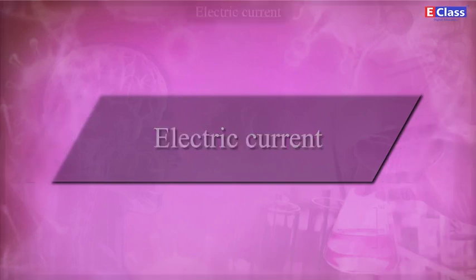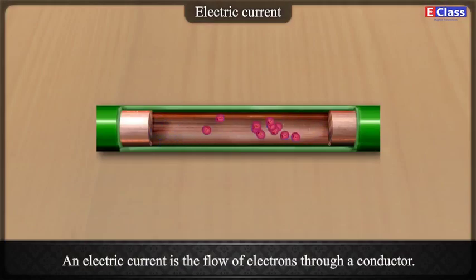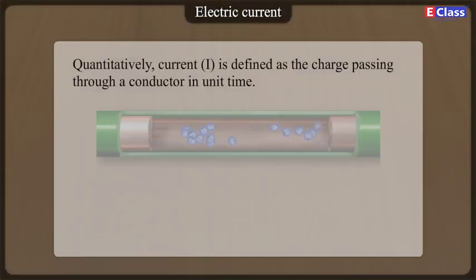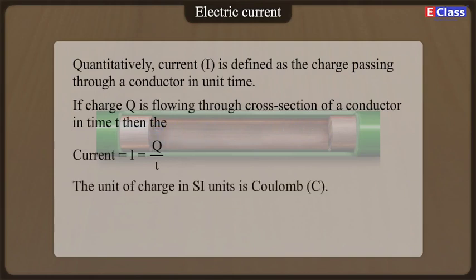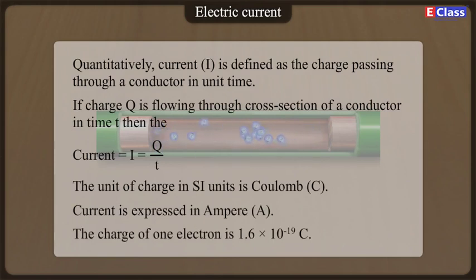Electric current. An electric current is the flow of electrons through a conductor. Quantitatively, current, that is I, is defined as the charge passing through a conductor in unit time. If charge Q is flowing through the cross-section of a conductor in time t, then the current is I, which is equal to Q upon t. The unit of charge in SI units is coulomb, C. Current is expressed in ampere, A. The charge of one electron is 1.6 multiplied by 10 raised to minus 19 coulomb.